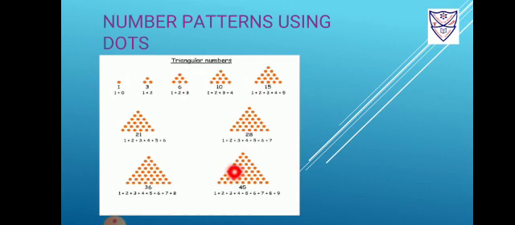Now 45 dots. How is this 45 formed? Here in this 45 we will add 1 to 8, so it is total 8 plus 1, 9. So here we will do 1 plus 2 plus 3 plus 4 plus 5 plus 6 plus 7 plus 8 plus 9, and then the total is 45.